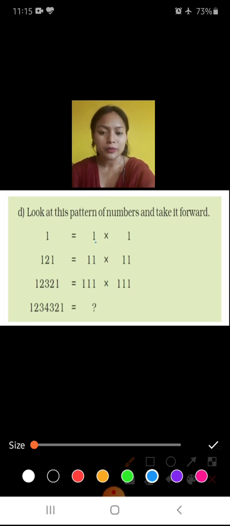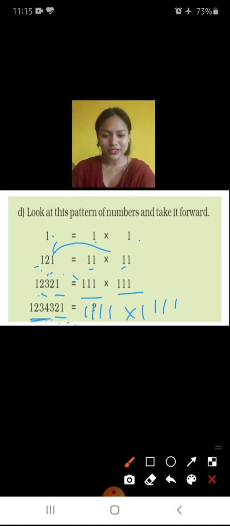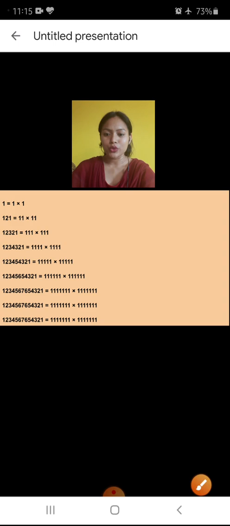Now look at the pattern of the numbers here and try to complete this pattern. Here 1 multiplied by 1 is 1. 11 multiplied by 11 is 121. 111 multiplied by 111 is 12,321. Now see very carefully: 1, 1, then 2 will come in the center. Now 1,111 multiplied by 1,111, what is the answer? 1, 2, 3, 4, 3, 2, 1. First forward, then backward counting. Here also 1, 2, 3, then 2, 1. Okay, so this will be the final answer. If you have doubt, you can see from here also.